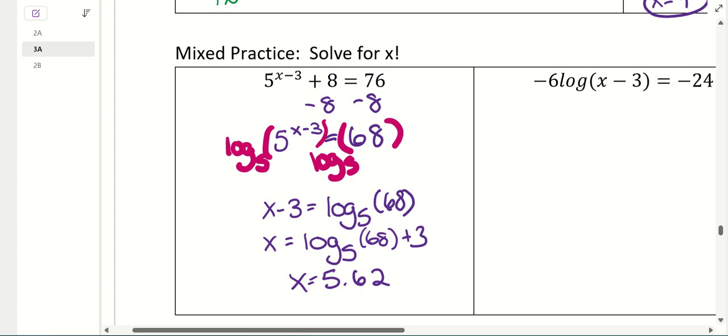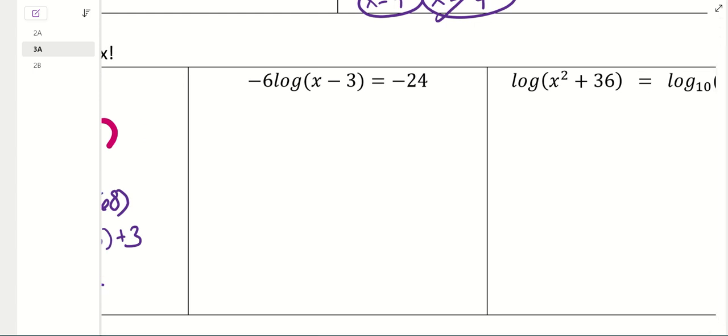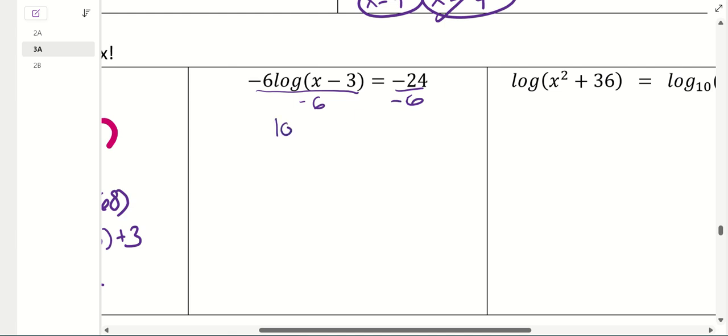All right, for the second one, we need to start by getting rid of that negative 6. And we do that with division. So we're going to divide both sides by negative 6. So log of x minus 3 equals positive 4.